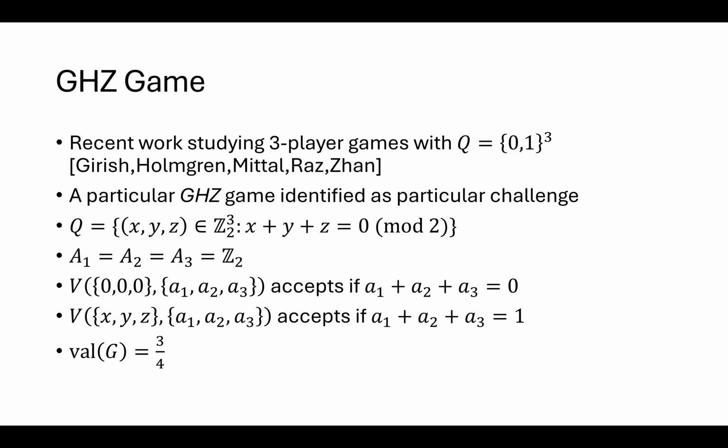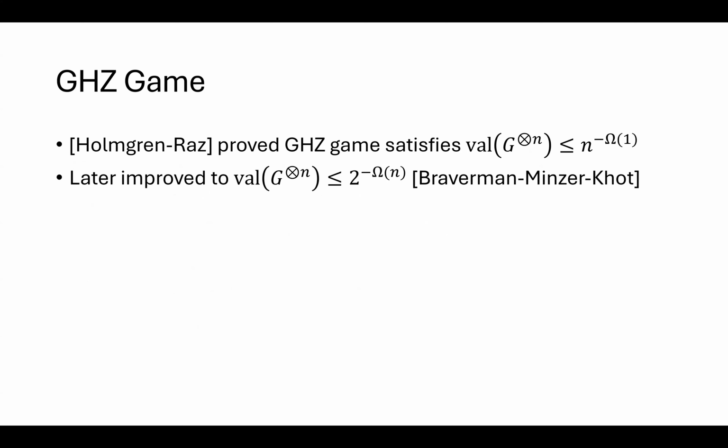So it's very natural to ask then, how does the value of the GHZ game decay under parallel repetition in terms of n? Holmgren and Raz used a combination of Fourier analysis and information theoretic techniques together to prove that the value of the game decreases polynomially. The value of G to the n is at most n to the minus omega of 1. This improves significantly over Verbitsky's theorem, which uses the density Hales-Jewett theorem. Later, Braverman, Minzer, and Khot improved this bound further to exponentially decreasing. We'll explain this short proof of Braverman, Minzer, and Khot later because it's relevant to our results.